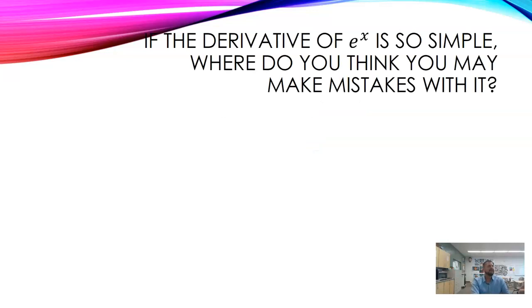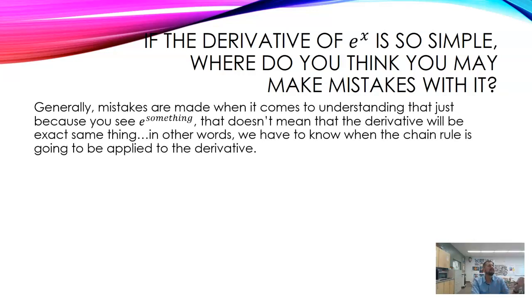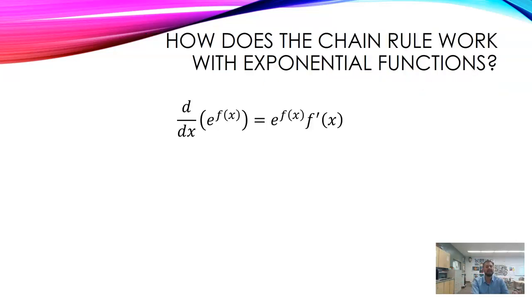Now, you're probably asking, okay, that's really easy, and it is really easy. So there are mistakes that get made often with e to the x, okay? The biggest mistake comes from seeing something that's e raised to something that's not just plain old x, like x squared or x to the third. We can still take the derivative of those things. We just have to understand that the chain rule is being applied.